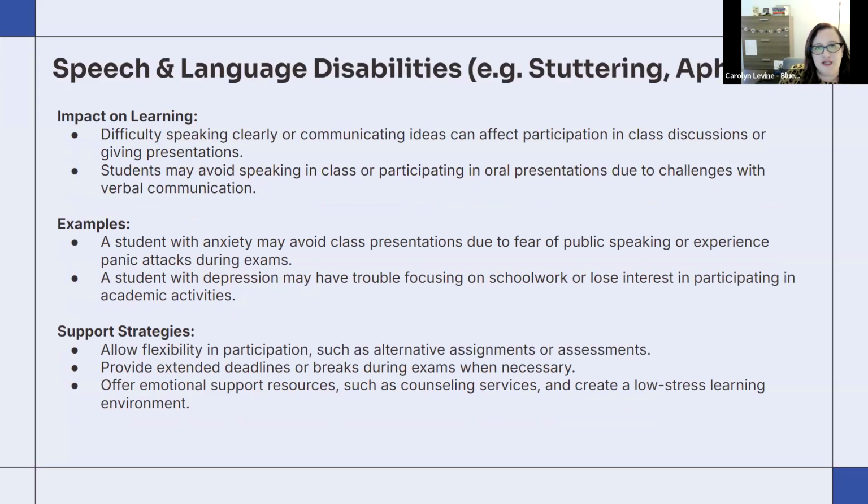All right, speech and language disabilities. So some of these are more obvious than others. So stuttering, I think everyone is very well aware of what that is. But things like aphasia are not always as obvious. So aphasia is when someone has difficulty articulating, like they know what they want to say, but maybe they can't think of the specific word.